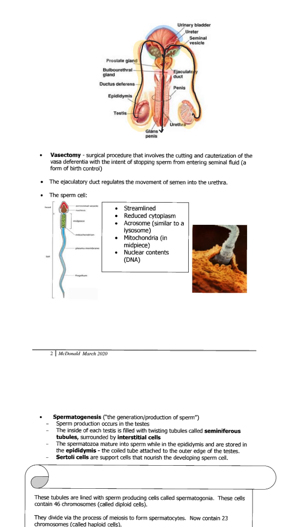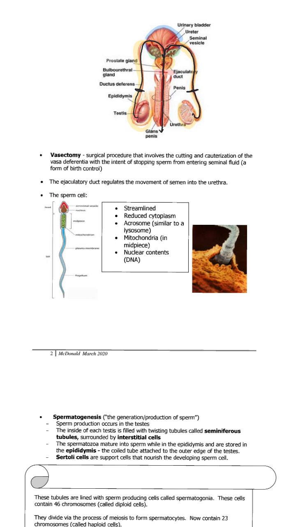A vasectomy is a surgical procedure that involves the cutting and cauterization, so it's sort of like burning, of the tubes of the vas deferens. The purpose is birth control, preventing sperm from being a part of semen. So a person who has had a vasectomy doesn't have sperm in their semen. They'll still produce semen, but they just won't have any sperm in it.